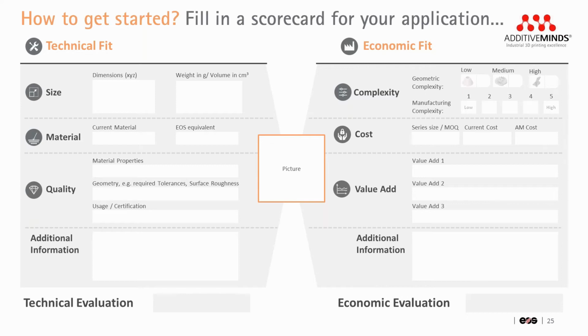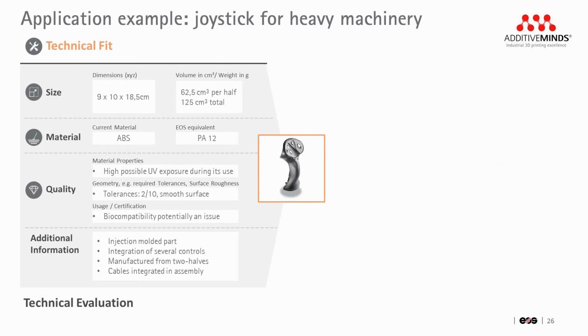Let's now have a look at a specific example. So one of our projects was a joystick for heavy machinery. Dimensions were roughly 9 to 10 centimeters in diameter and 18 centimeters in height, and volume 125 cubic centimeters. The current material was ABS, and we proposed PA12 as an equivalent.